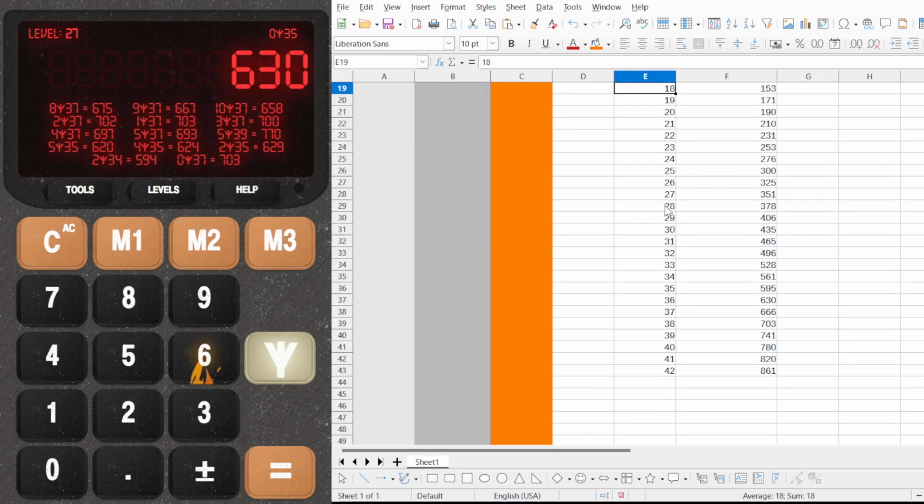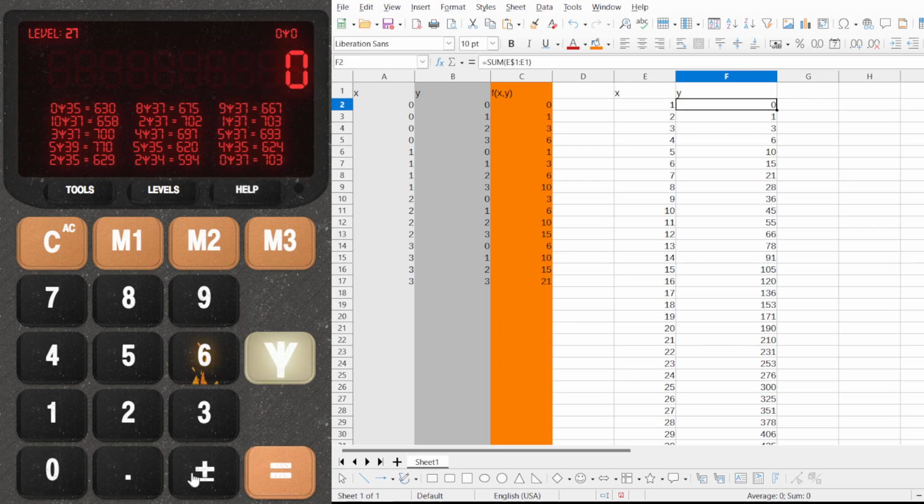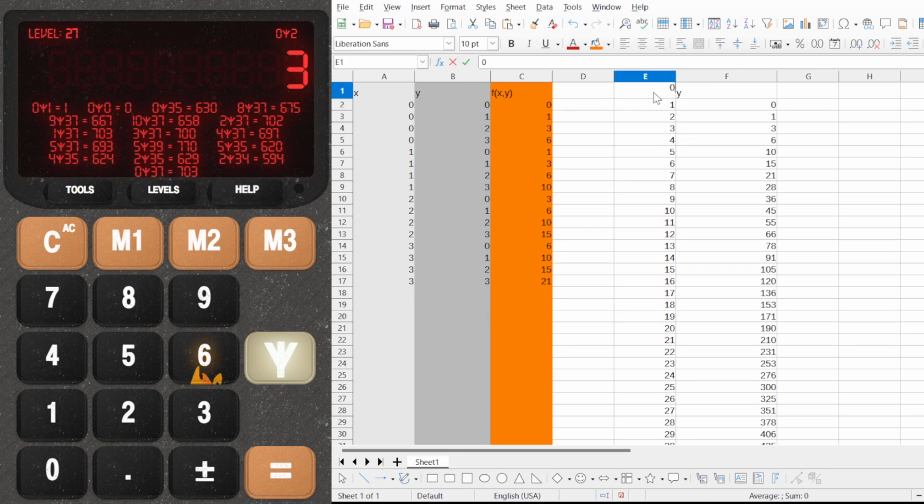And right here I have a critical thinking error. Let's think about this. Let's go back to the beginning. 0, 0 is a 0. 0, 1 is a 1. 0, 2 is a 3. Okay, this works. 0, 1, 3. I can just input a 0 right here just to make this a little easier. And I'm just going to delete this one.